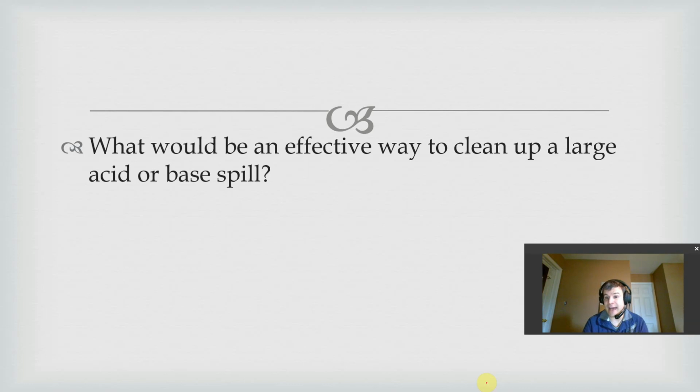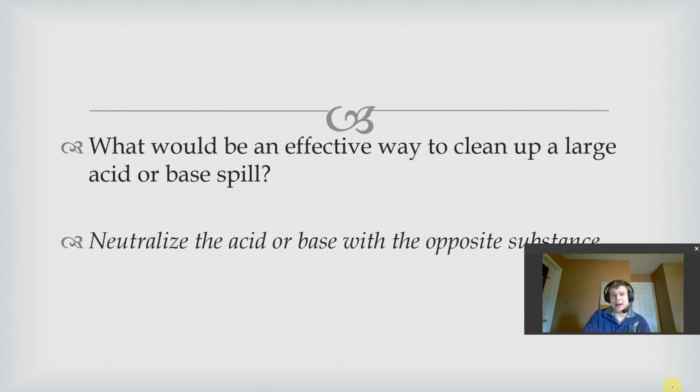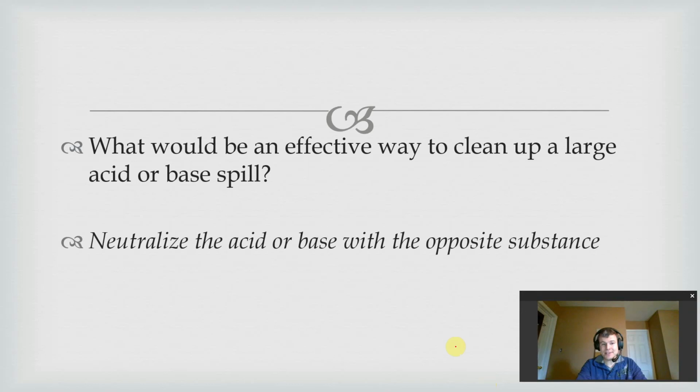And that weak acid, they basically started pouring those. They stopped the leak in the truck, but then they started pouring those bottles of cola all over the base that was spilling. They neutralized the base. And then they were able to add some absorbent sand-like materials, kind of like a litter box, to clean that up. Okay, so what would be an effective way to clean up an acid or a base? You would neutralize it with the opposite substance.